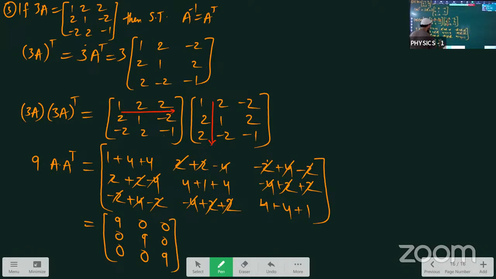So in this matrix, can I take 9 as common? If I take 9 as common, what is the matrix again? 1 0 0, 0 1 0, 0 0 1. That is, from all elements I have taken 9 common.